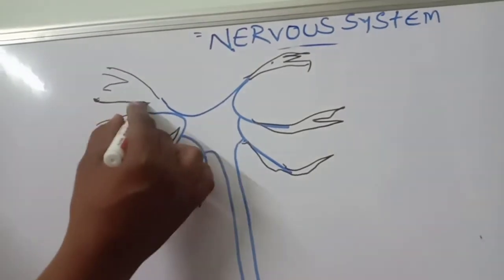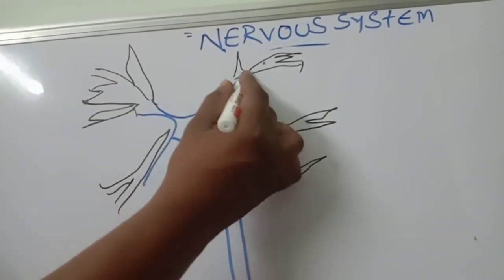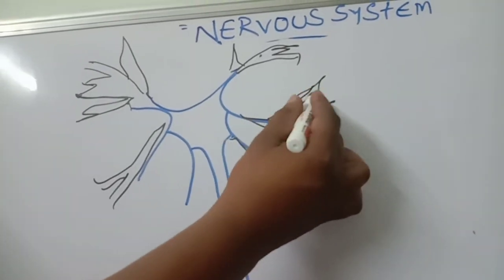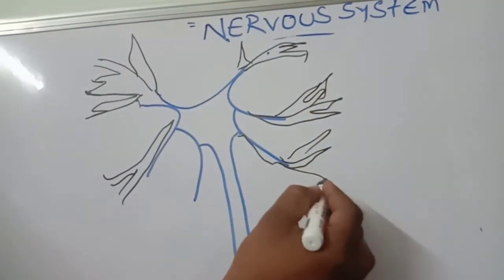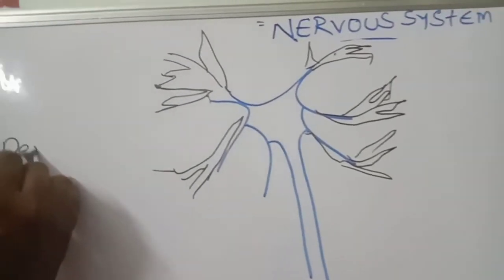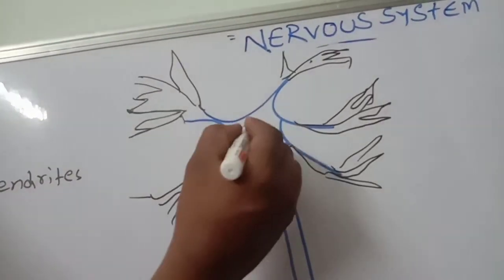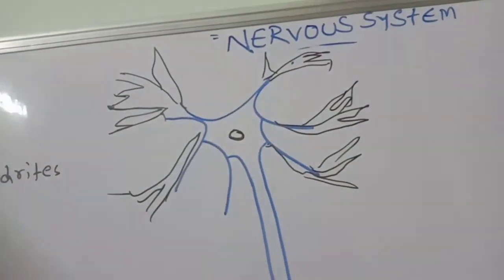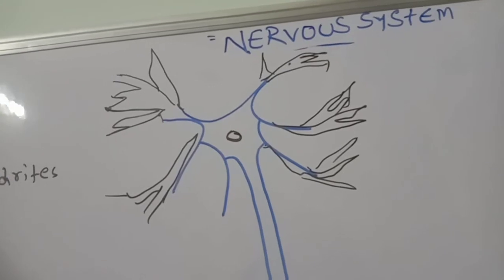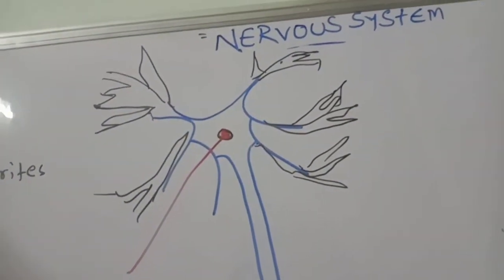Like this, different forms are there. All of them will be called dendrites. First point I am writing, they will be called dendrites. And the middle one, what do you call this middle one? It is called the nucleus.